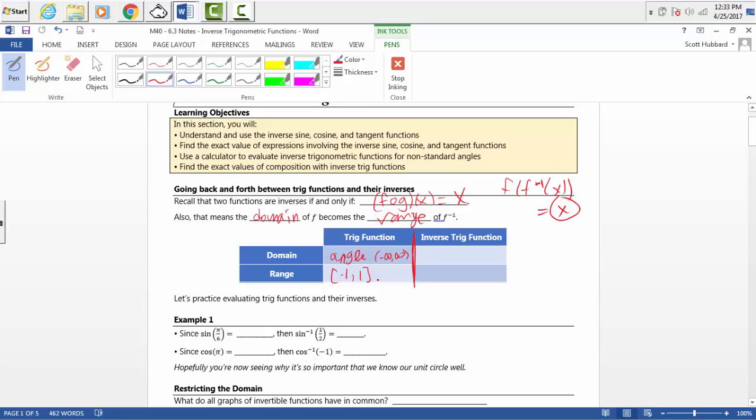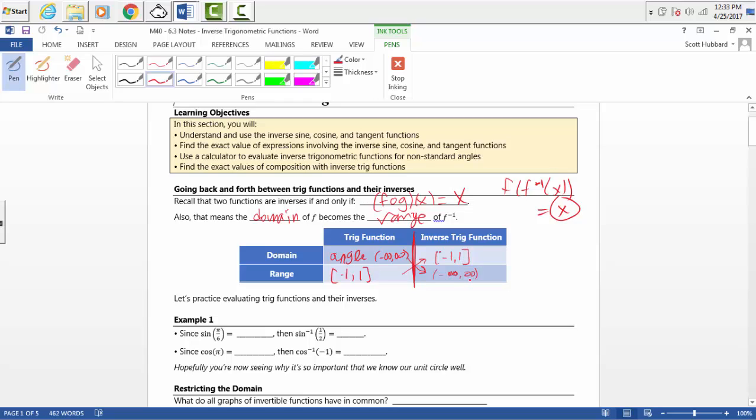So the domain is going to be the range here. So the domain is going to be negative 1 to 1. And again, this is going to be an output on the unit circle. And the range of the inverse trig function can be negative infinity to infinity, like that. That's a really bad infinity sign, sorry.